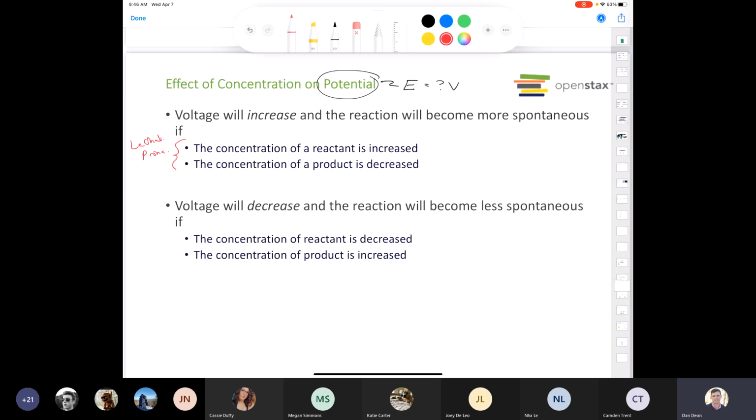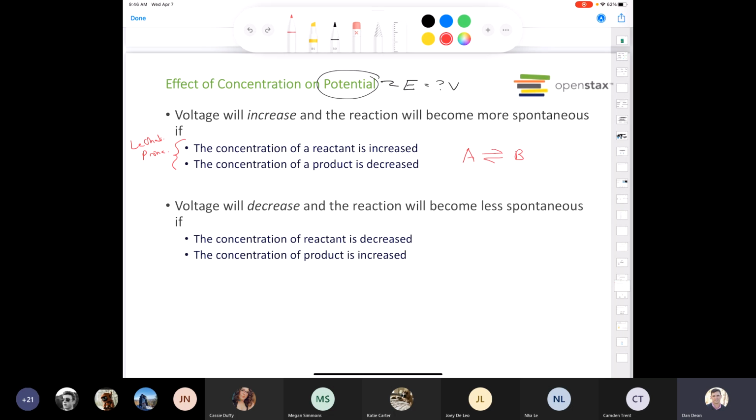If the concentration of a reactant is increased, right? If we have A in equilibrium with B, let's say, if we jack up the concentration of A, that's going to drive the reaction to the right. What if we decrease the concentration of a product? That's also going to drive the reaction to the right and cause it to become more spontaneous. In fact, it's one of the main ways that we cause a lot of reactions to give us a lot of product, and that's kind of an unpolished way of saying it, but the point still stands.